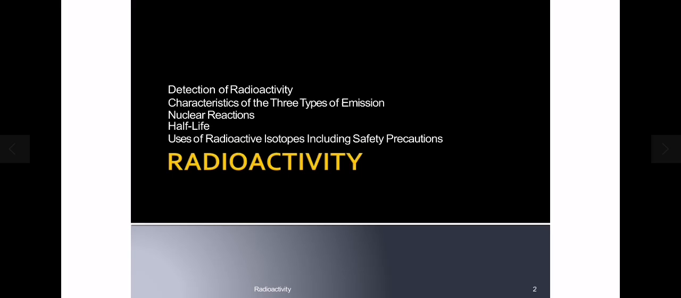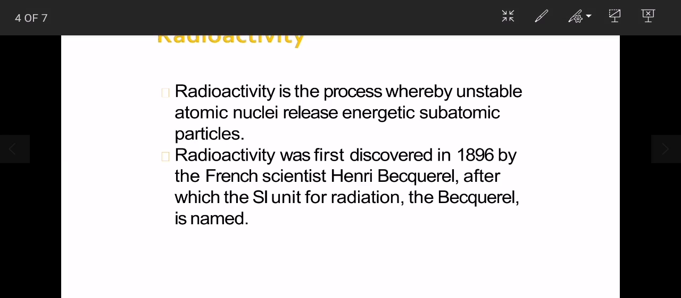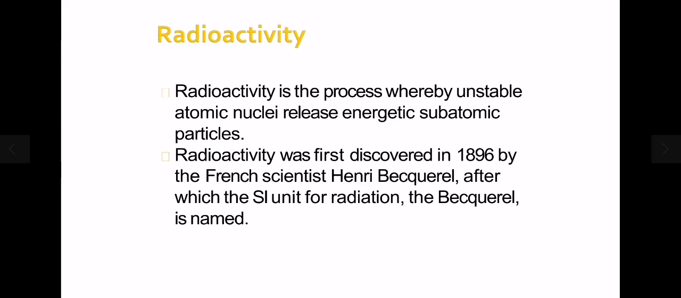So, what is radioactivity? It is the process whereby unstable atomic nuclei release energetic subatomic particles. It means that it is a process in which an unstable nucleus radiates some kind of energy in the form of subatomic particles. Subatomic particles means particles that resemble the constituents of other atoms, such as electrons, protons and neutrons.